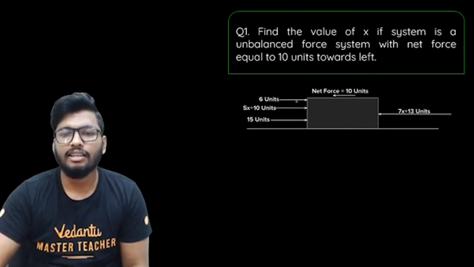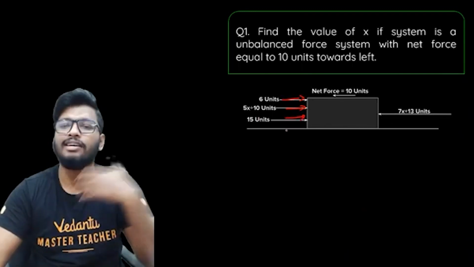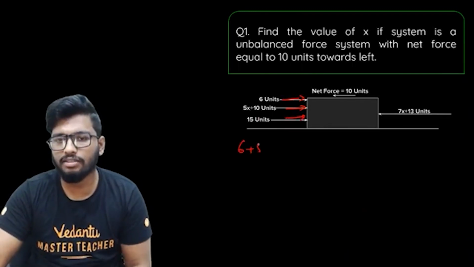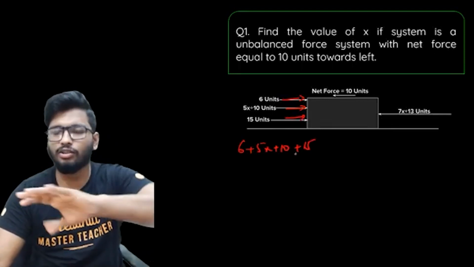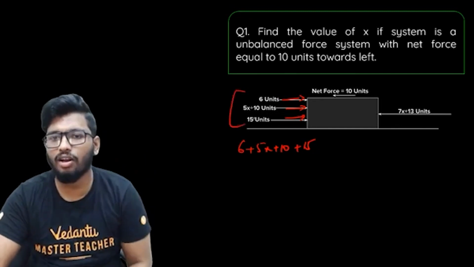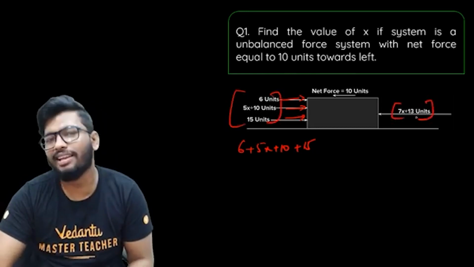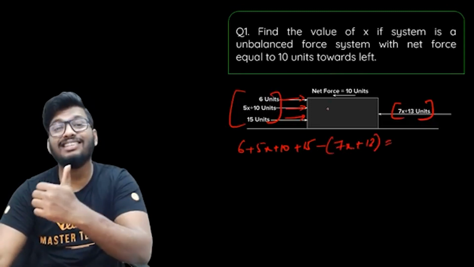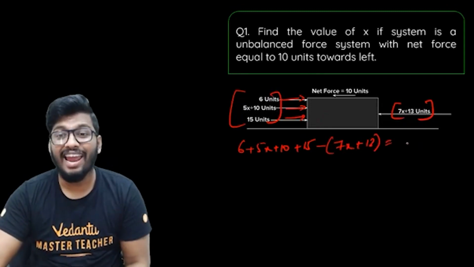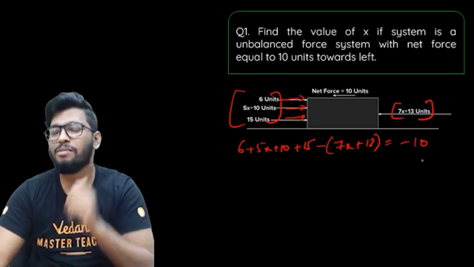So first thing is, guys, on this side you have basically three forces acting, all acting towards the right. So I'll take this as positive. So you have 6 plus 5x plus 10 plus 15, which is all acting towards the right, so they should all be added. Because this is acting in the opposite direction, this should be negative. So it'll be minus of 7x plus 13. And because the net force is also acting in the opposite direction, it will be minus 10, not plus 10, because it's acting towards the left.